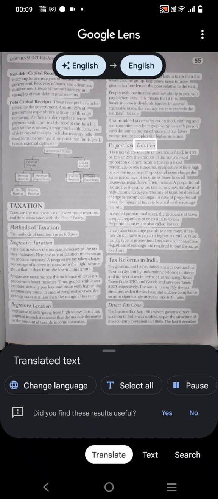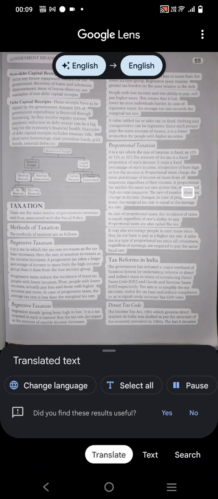Proportional taxation. It is a tax where the rate of taxation is fixed, as 10% or 15% or 25%. The amount of the tax is a fixed proportion of one's income. It stays a fixed percentage of one's income, irrespective of how high or low the income is. Proportional taxes charge the same percentage of income as taxes from all taxpayers, regardless of their income. A proportional tax applies the same tax rate across low, middle, and high-income taxpayers.